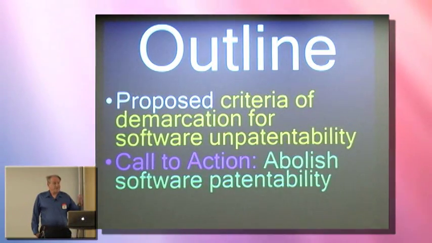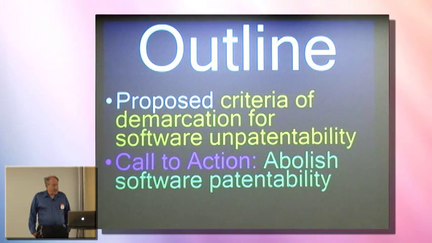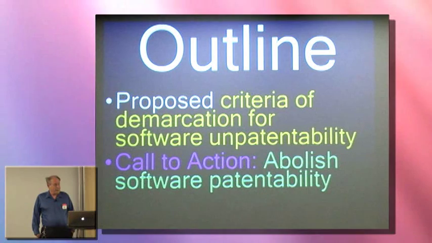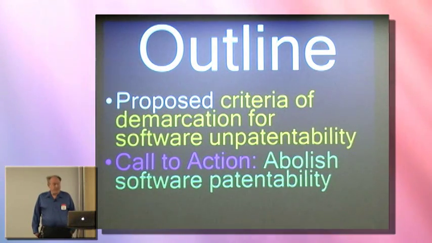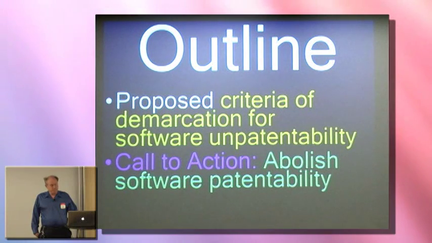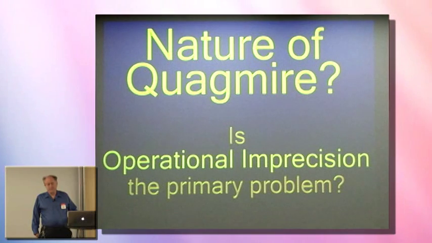Okay. So here's the outline of my talk. I'm going to talk about a proposed criteria for the demarcation of software unpatentability, and then end with a call to action of a campaign to abolish software patentability. Because basically, we're faced with a quagmire.